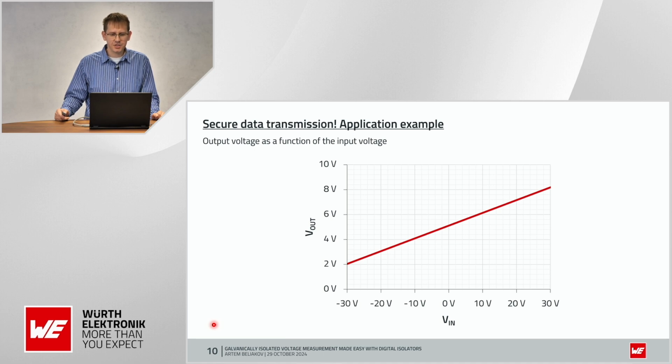The graph here shows the relation between the measured or input voltage and the voltage that is then displayed at the output. The transmission characteristic is almost linear over the entire input voltage range from minus 30 to 30 volts, and it proves that our solution is suitable for electrically isolated data acquisition and data transmission.